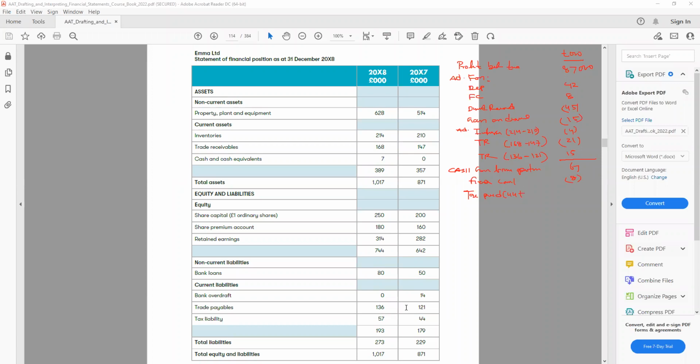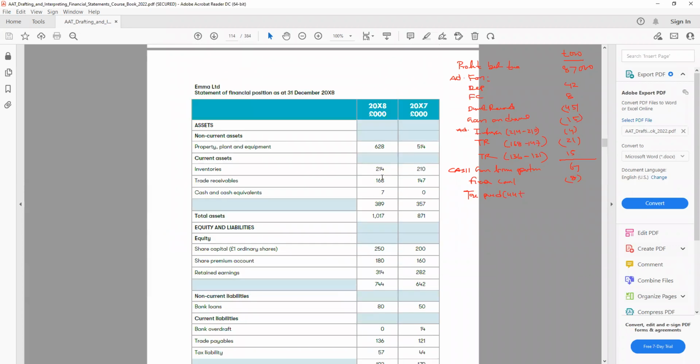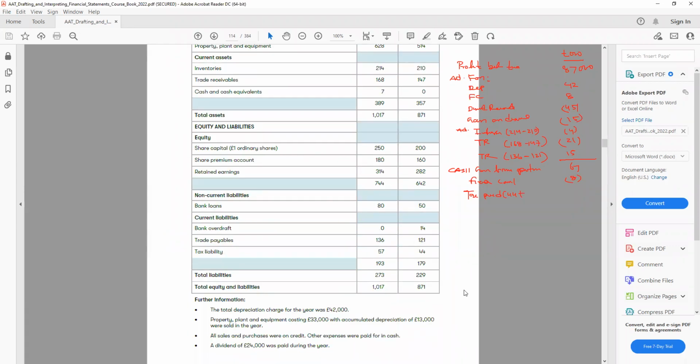How much is the tax for this year? That is 31. So we need to add 31. And minus the closing. And the closing is 57. That will tell us how much we paid during the year. So we paid 18 during the year.